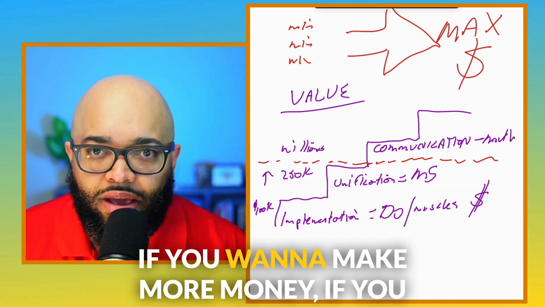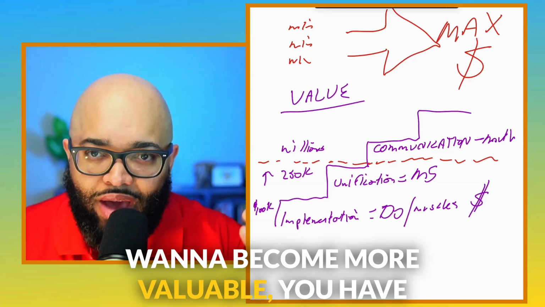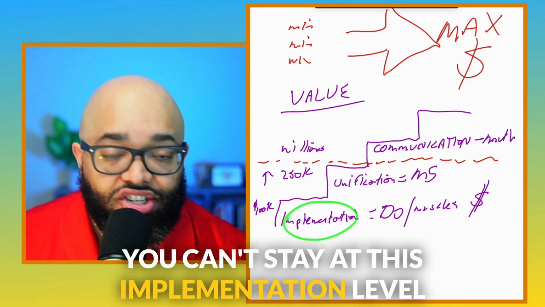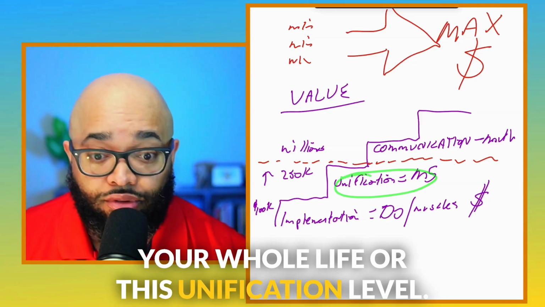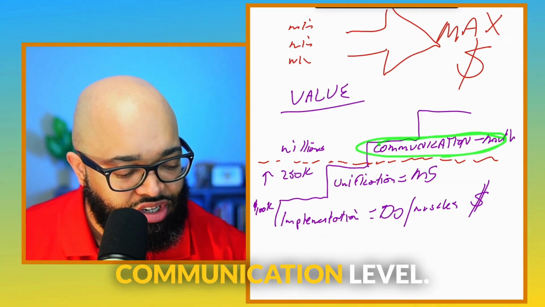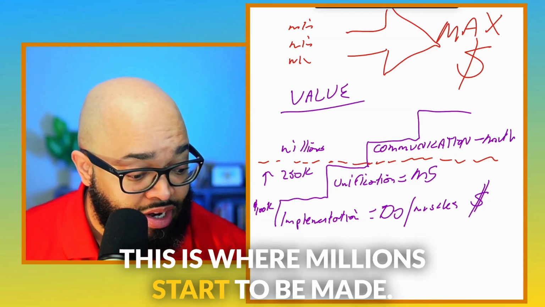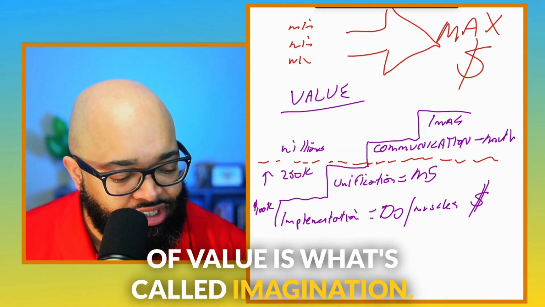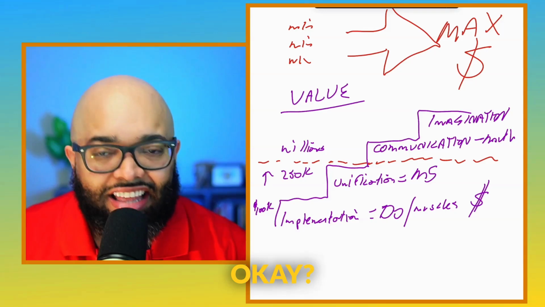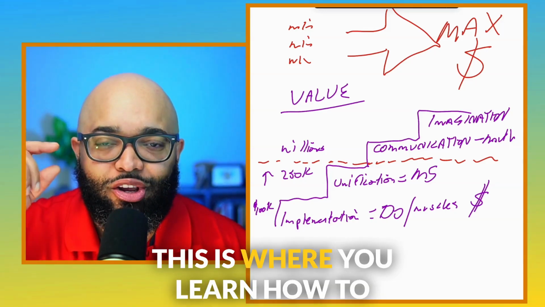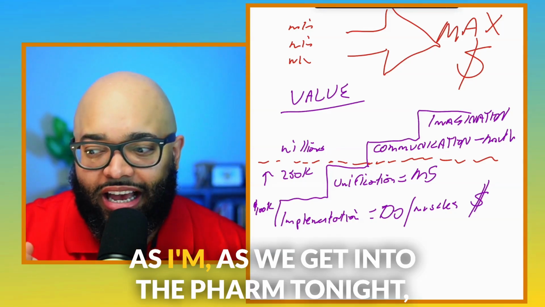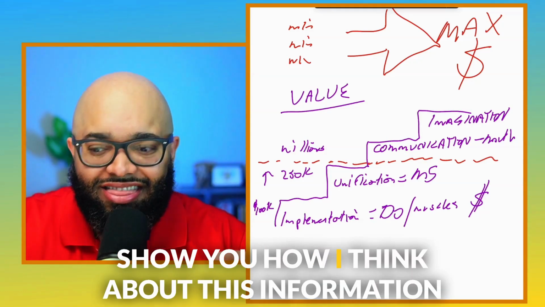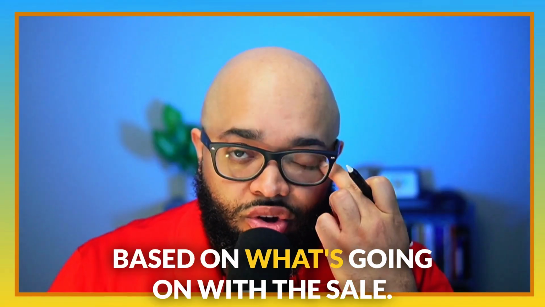Okay. If you want to make more money, if you want to become more valuable, you have to operate at a higher level of value. You can't stay at this implementation level your whole life or this unification level. You've at least got to get to the communication level. This is where millions start to be made. And then the final level, the highest level of value, is what's called imagination. Okay, this is where you use your mind. This is where you learn how to think differently. As we get into the pharmacology tonight a little more heavily, I'm going to show you how I think about this information based on what's going on with the cell.